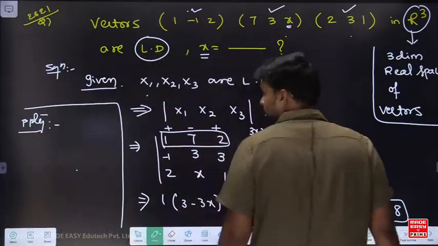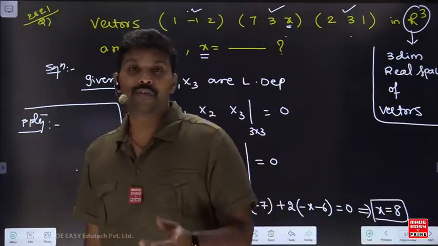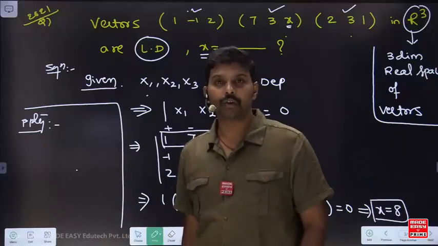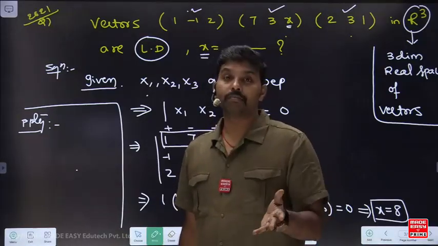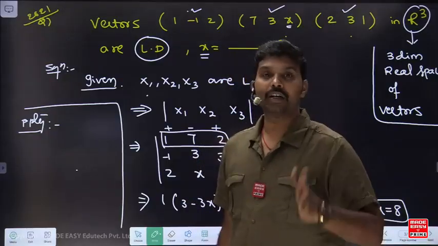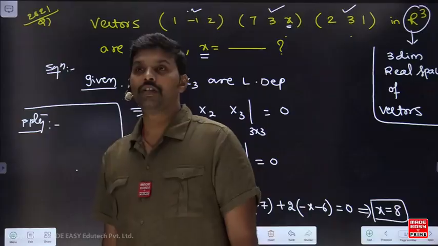So I think you have taken the property, I think you have written it. Property that if any rows or columns, that means the vectors, are linearly dependent, then the determinant of that matrix is 0. Then the determinant of the matrix is 0.